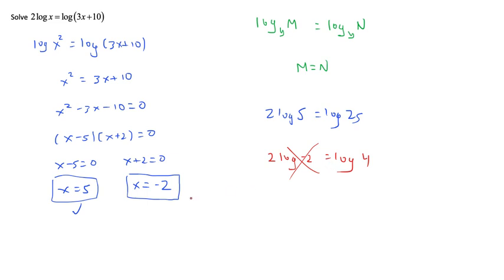So what does that tell us? It tells us that negative 2 is extraneous. Remember, it doesn't mean we did something wrong. It just means we worked it out, but when we plug it back in, it doesn't work as an answer. It's called an extraneous solution. So we only have one solution here: x equals 5.